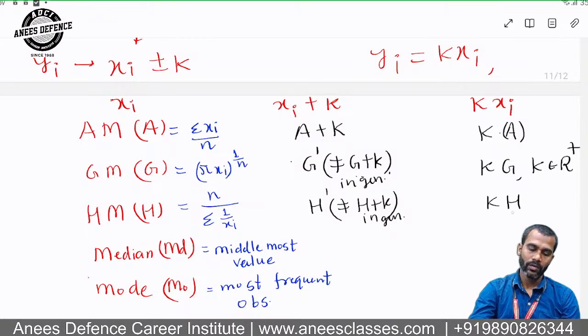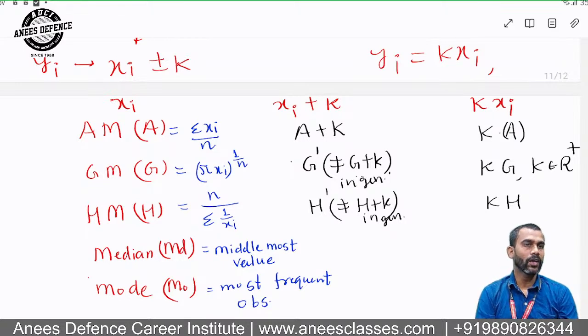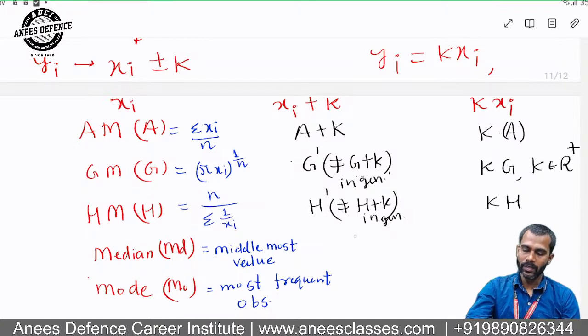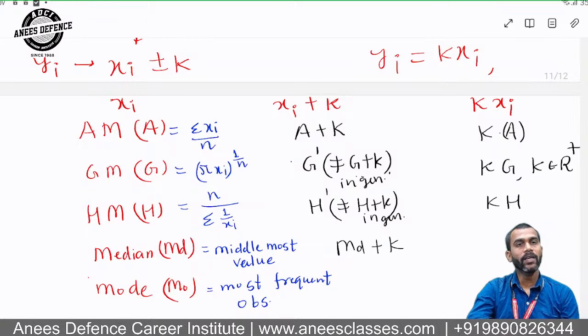Is there any doubt? Now, median is nothing but one of the observations. So if you add K to every observation, the middle value will also be increased by K only. So can I write MD plus K? If you multiply each and every observation, the middlemost value will also be multiplied by K. So K into MD.